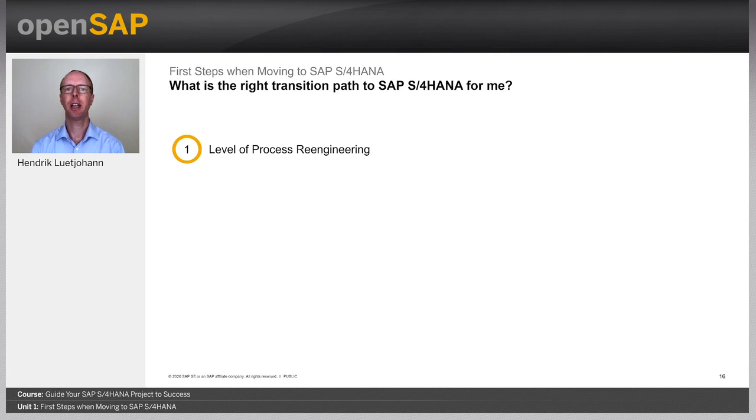The first dimension is the level of process re-engineering. Is your system well set up to support your current and future business needs? Or would a move to SAP S4HANA be a good opportunity to revisit existing processes and adjust them?